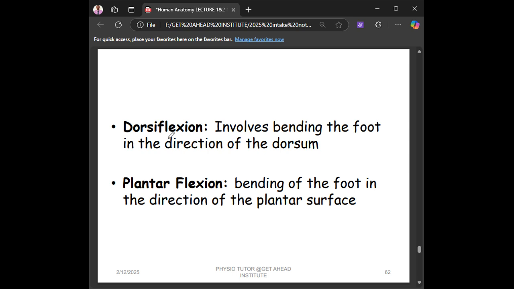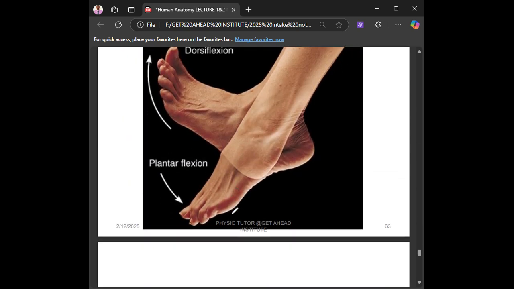Then we also have what we call dorsiflexion. Dorsiflexion involves bending your foot in the direction of the dorsum. Then plantar flexion. Plantar flexion has to do with the bending of the foot in the direction of the plantar surface. This is what I'm talking about.